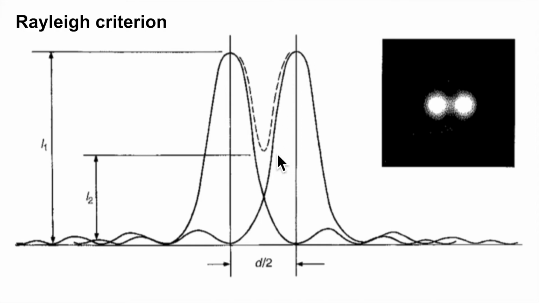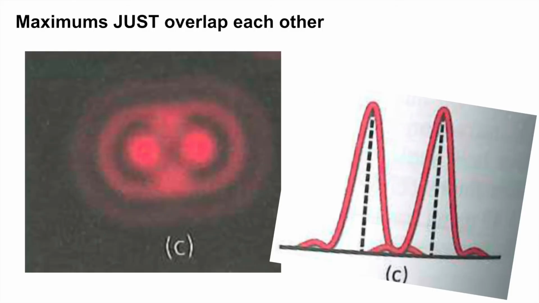So the same thing: maximum of one airy disk to the minimum of the other. And if we combine these two spots, it gives us a decrease in intensity between the two spots. And so we can resolve that as the gray region here. Right? So that's the Rayleigh criterion. That's where we still have some intensity in between these two spots. So that's one criterion.